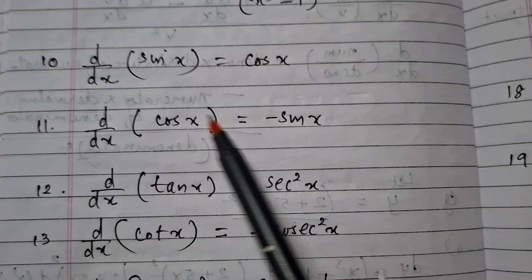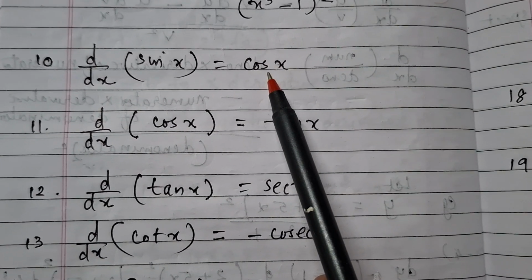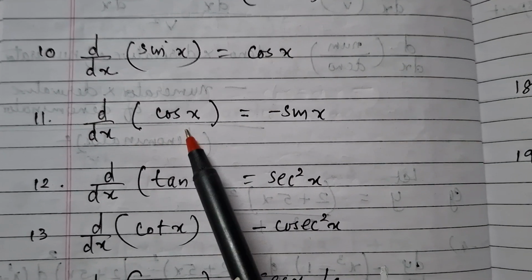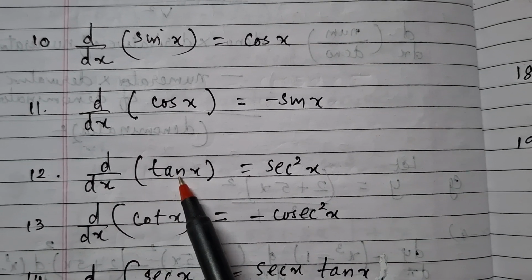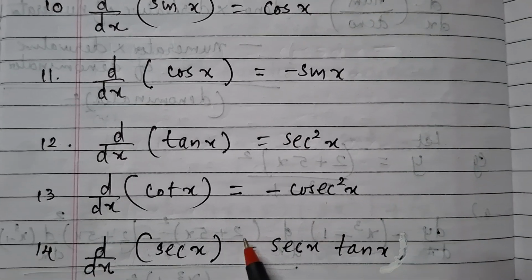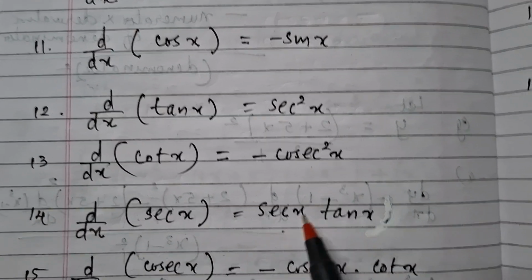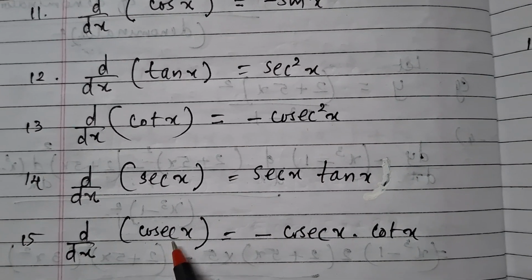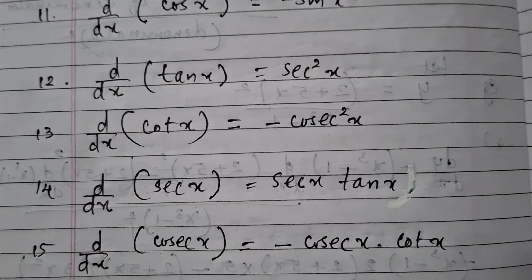So we have the formula: d by dx of sin x is equal to what? Cos x. So these are the formulas. D by dx of cos x is minus sin x. D by dx of tan x is sec square x. D by dx of cot x is minus cosec square x. And d by dx of sec x is sec x tan x. And d by dx of cosec x is equal to minus cosec x cot x.